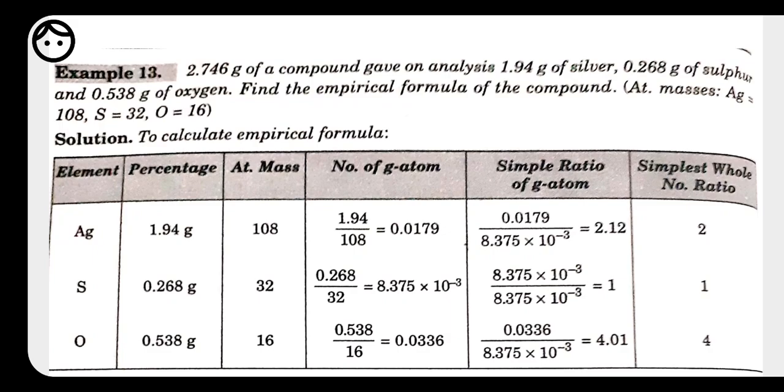Again, you have to make a column. In the first column, you have to write the name of the element. First we have silver, then sulfur, and then oxygen. What are the amounts which are given? It is given as 1.94 gram. Second, that is 0.268 for sulfur. For oxygen we have 0.538 gram. In the third column you have to write the atomic mass of each element. Atomic mass of silver is 108, atomic mass of sulfur is 32, and atomic mass of oxygen is 16.